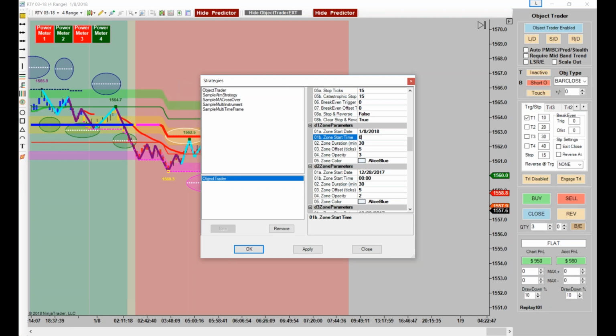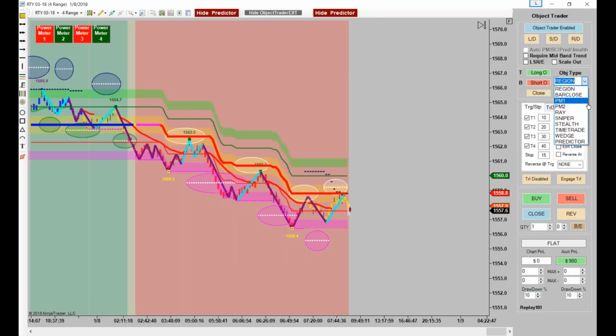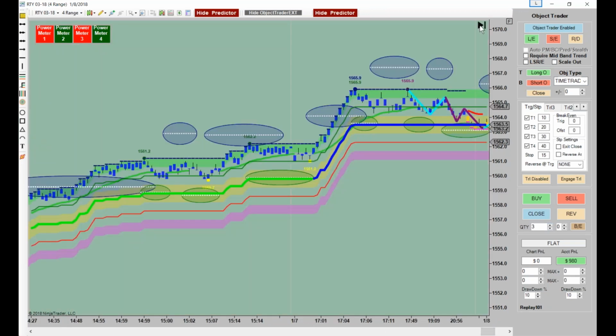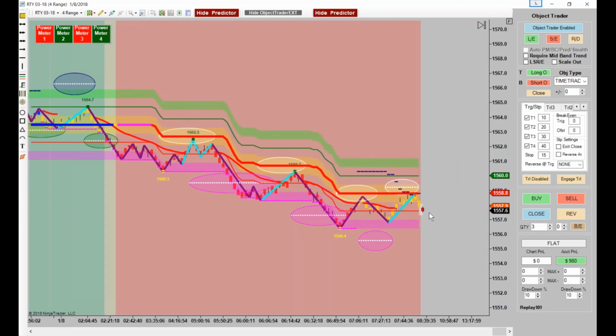Let's see, it's not quite 8 o'clock, so I'm going to try 8 o'clock. Whoop, got to hurry. And we're going to do it for 30 minutes. And we're going to put Time Trader on the chart. Now Time Trader will draw a region the moment that bar closes. Let's see what we get. The bar's got to close before Time Trader will actually draw.